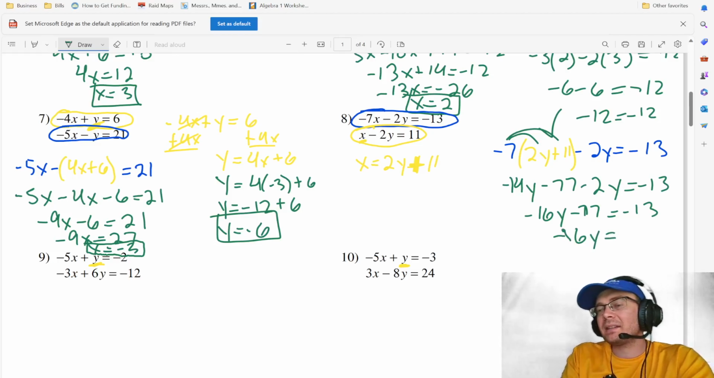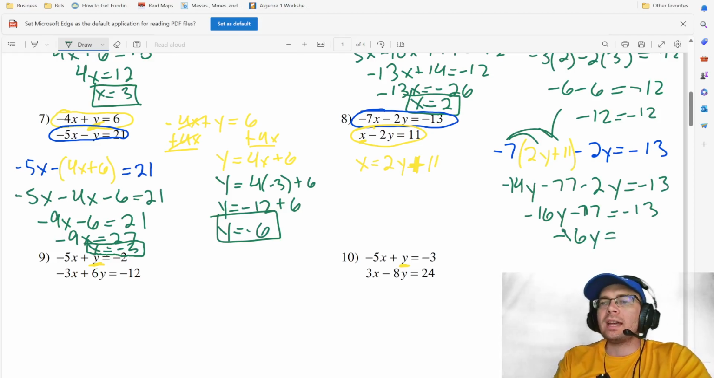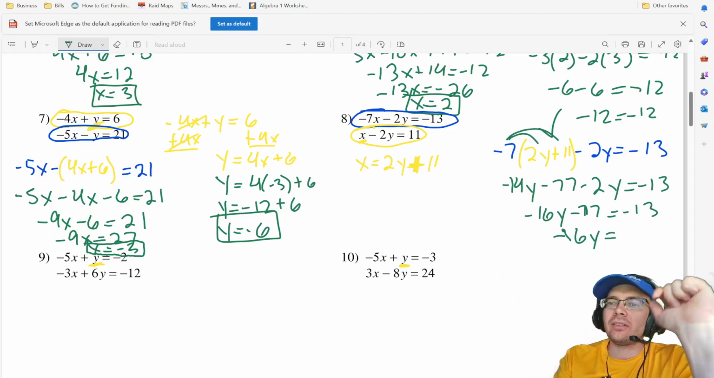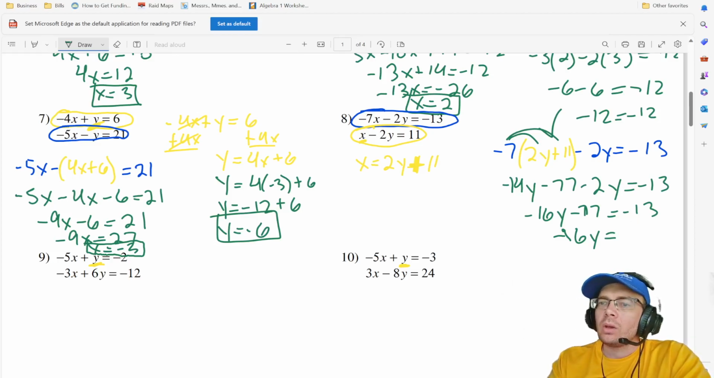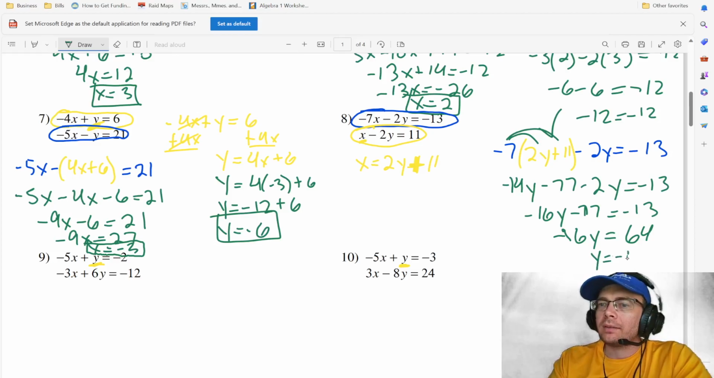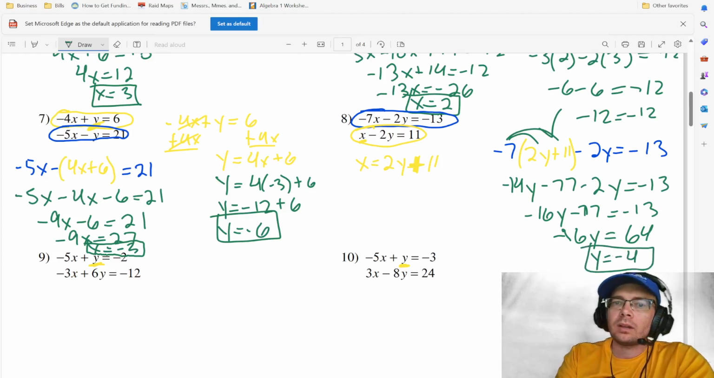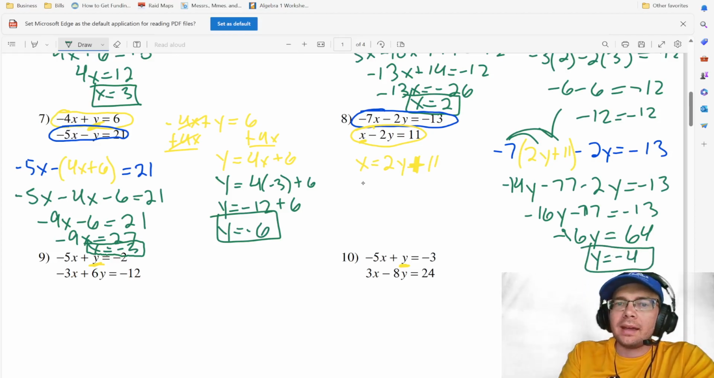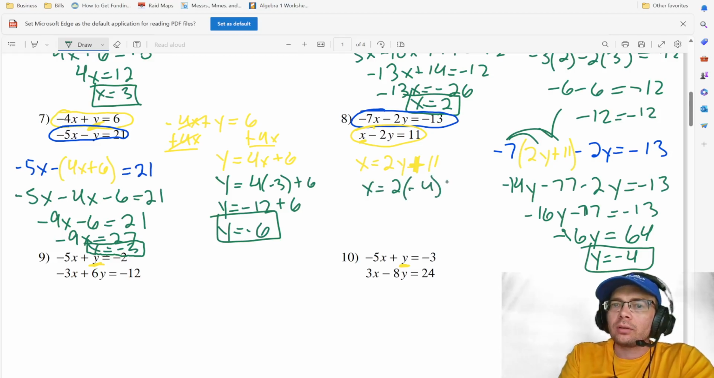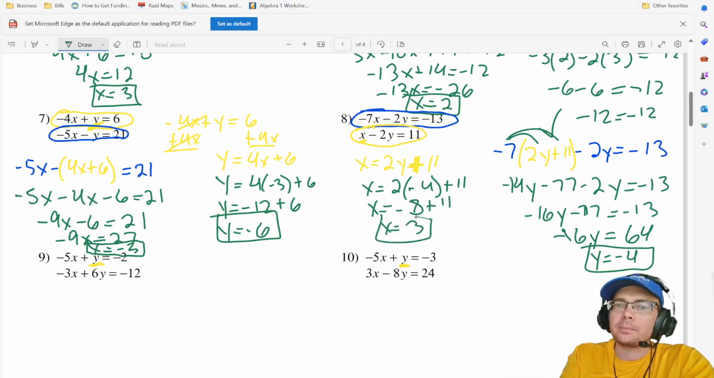Gonna add 77 to both sides. So negative 13 plus 77 is actually the same thing as 77 minus 13, which is gonna be 64. And then that's gonna be negative 4. All right, so we got that. And then we plug that in to negative 4. So that's gonna be negative 8 plus 11, which is 3.